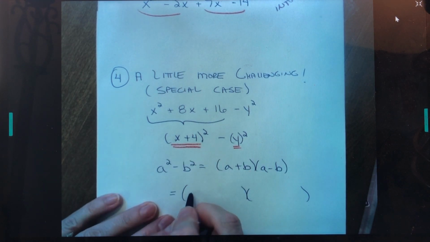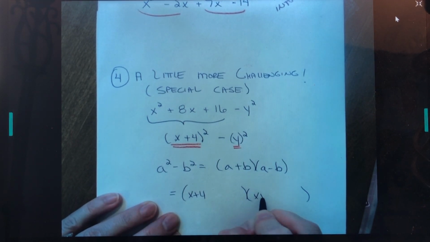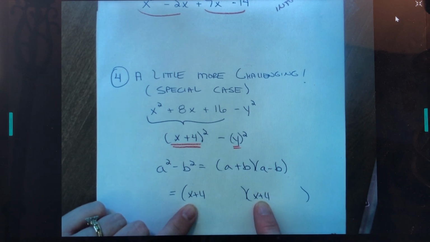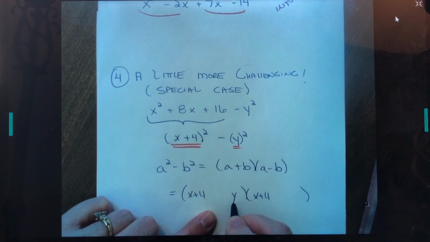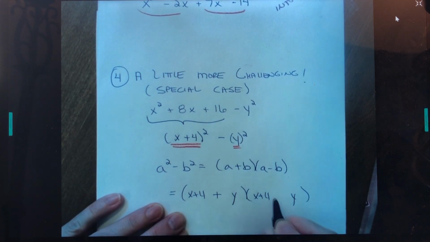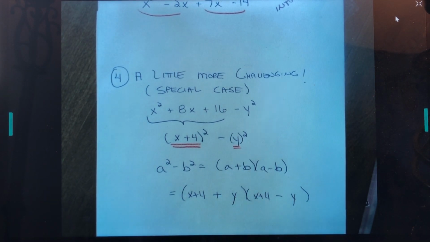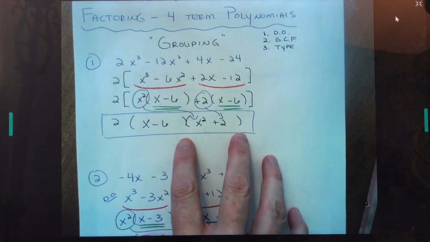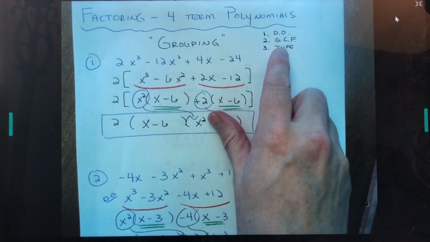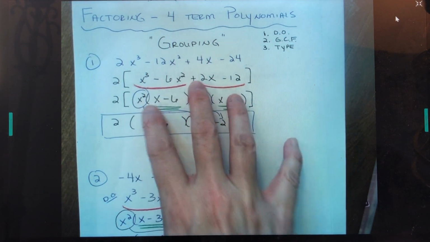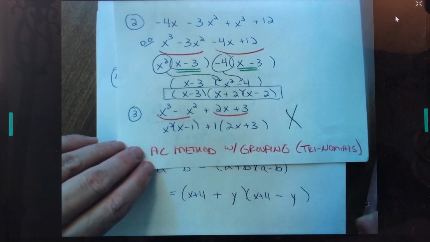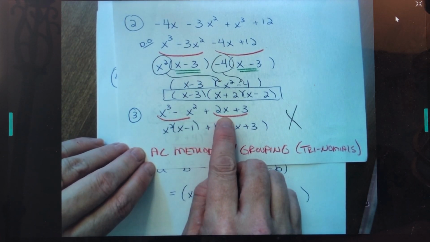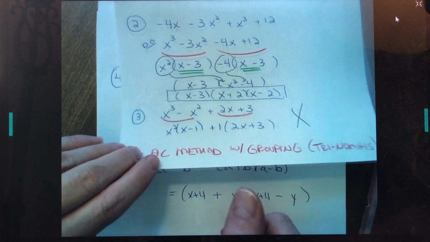And so this actually ends up factoring like this. The a is x plus 4, so there's the a, and the b is the y. So there's the y, there's the y. One gets plus, one gets minus. And so this is a very interesting factoring problem. So again, when you factor four-term polynomials in the traditional sense, you are going to try grouping: descending order, GCF, and then try to group. But there are a couple of special cases where it doesn't work. Again, this type, you'll learn how to handle those later in this semester.